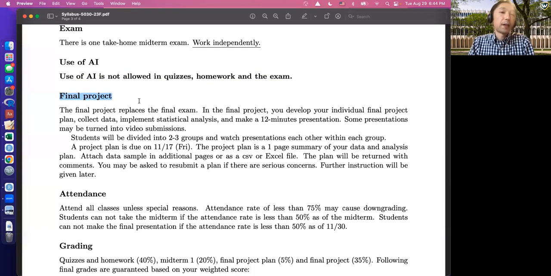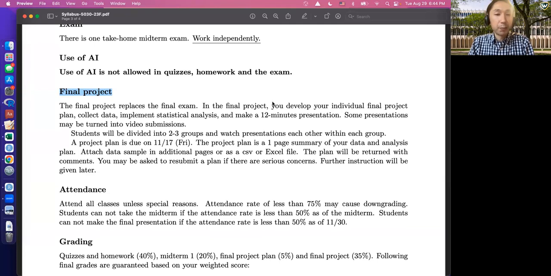And the final project. This course does not have a final exam, but we have the final project. In the final project, you are supposed to develop your individual final project plan, collect data, implement statistical analysis, and make a 12-minute presentation. Since enrollment is large, maybe some presentations will be turned into video submissions, but I think most of you can present in class.